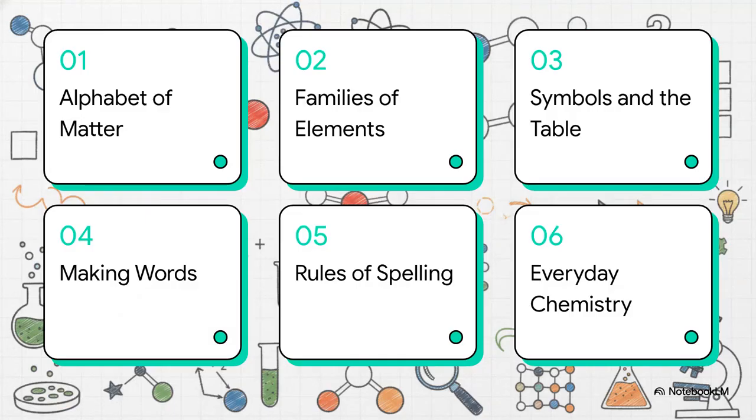Okay, let's dive right into this. Here's our roadmap for today's explainer. We're going to treat chemistry just like learning a brand new language. So we'll start with the alphabet of matter, meet the 4 families of elements, check out their symbols and the periodic table, and then learn how to make words with chemical compounds, the rules of spelling, and finally, chemistry in everyday life. Let's get started with the letters.